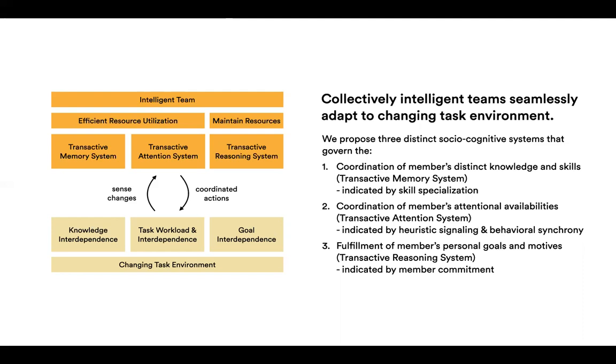And the final piece is the transactive reasoning system. This is the ability of the team to align the goals or motivations that different team members might have. Again, this becomes very crucial in an open source setting, because you have different types of software developers, and they're ready to leave a project once they don't find any more value from it.